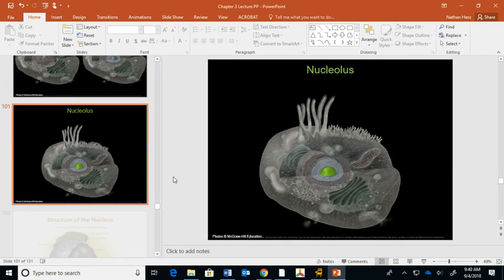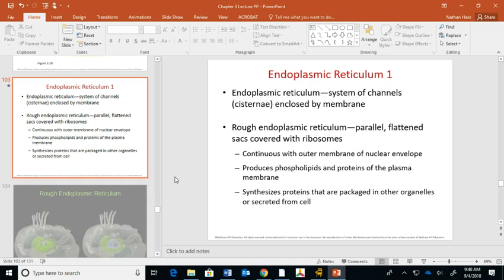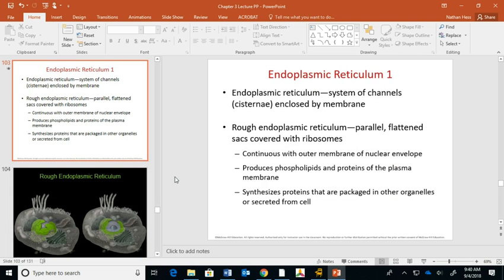Okay, let's keep going. Past the nucleus, we're going to talk about the endoplasmic reticulum. That's basically a system of channels, and they call them cisternae. Again, it's this Latin word for channel, that is enclosed by a membrane. We've got two different types of these endoplasmic reticulums, the rough and the smooth, literally based upon how they look under a microscope. Okay?